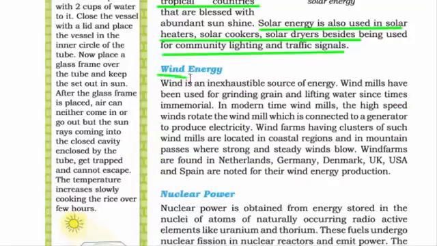And the next type of non-conventional energy is wind energy. It is inexhaustible, which means it will never get over. For a long time we have been using wind energy for grinding grain and lifting water.